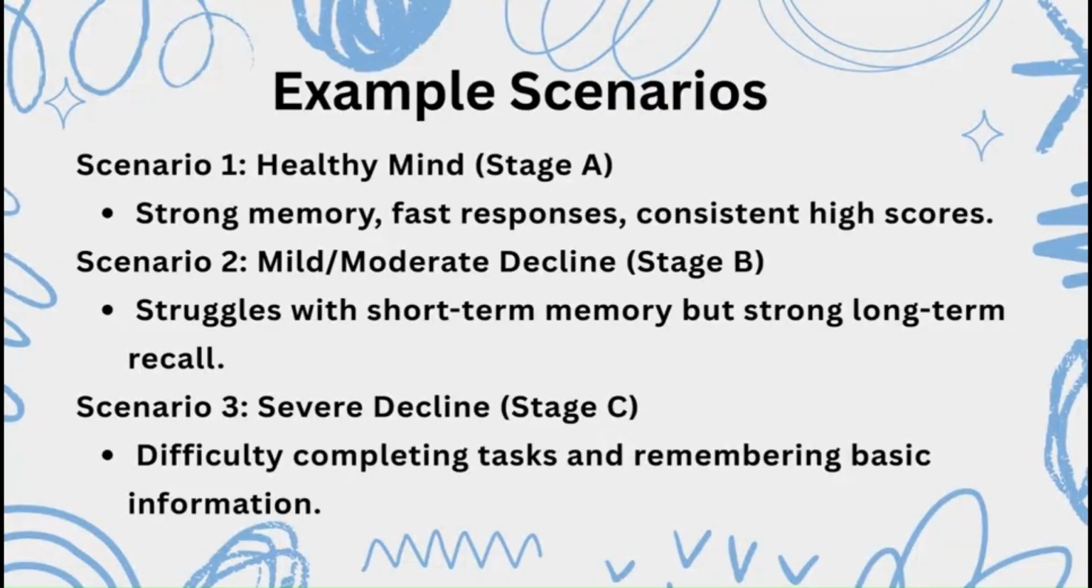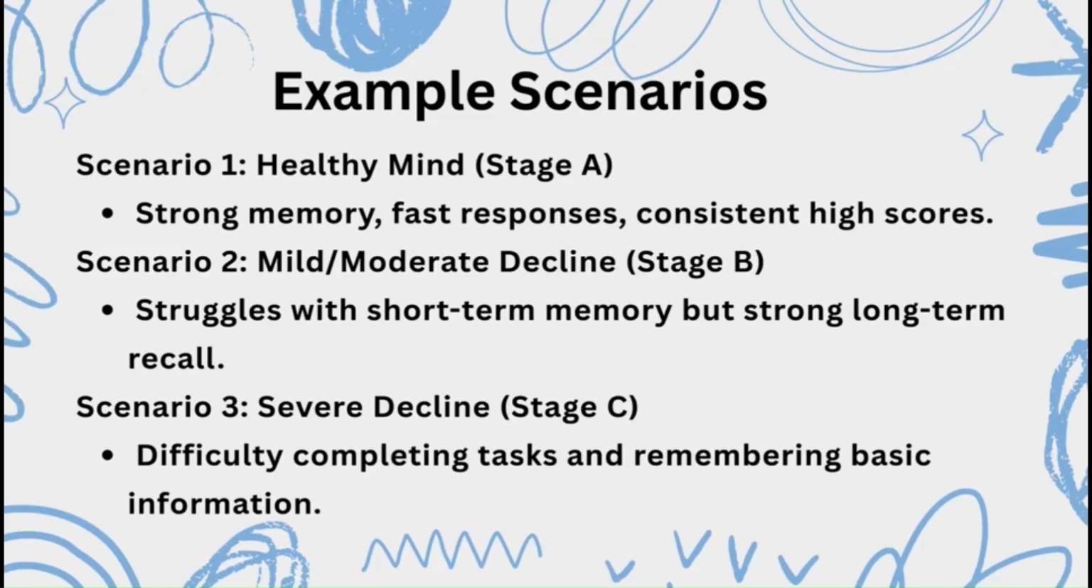Now, I want to walk you through how our game works with actual people by showing three different sample scenarios. These are based on the sample cases we built into our model, and they help show how the game responds to different levels of memory ability. First, we have someone with a healthy mind. This person plays through all five sub-games and absolutely crushes it. They reach a hard level almost every time, they answer quickly, they barely use any hints, and their overall score is extremely high.